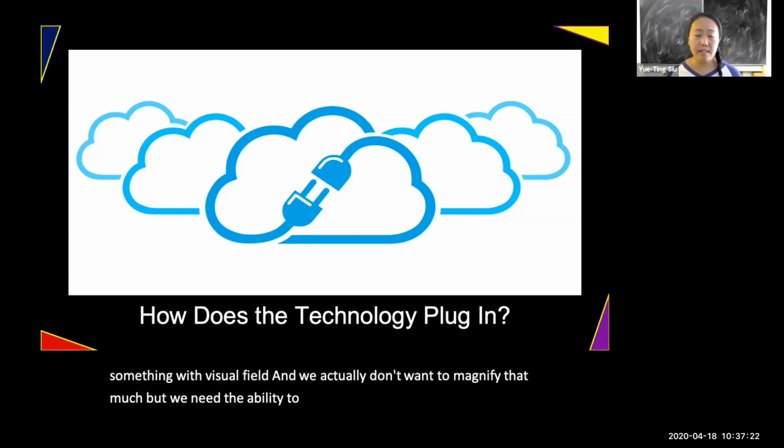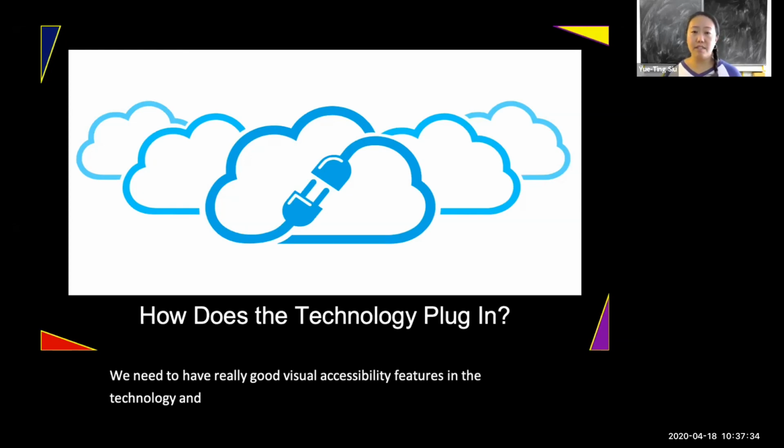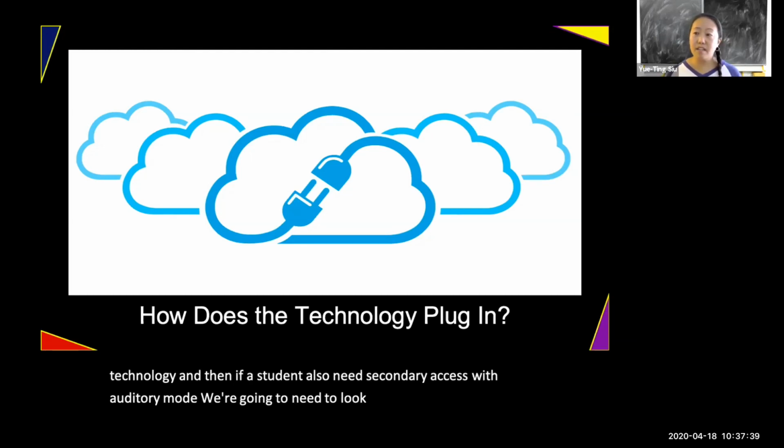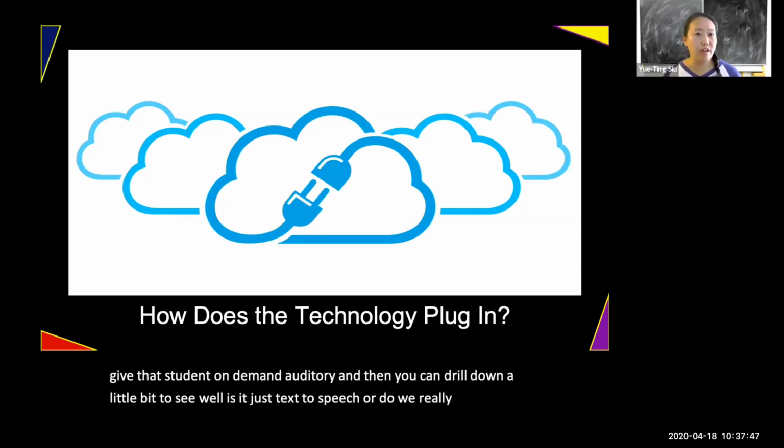From the learning media assessment, if we know that a student's primary access is visual, we need to have really good visual accessibility features in the technology. And then if the student also needs secondary access with auditory mode, we're going to need to look at technology that might give that student on-demand auditory. And then you can drill down a little bit to see, well, is it just text to speech, or do we really need to go screen reader at this point?